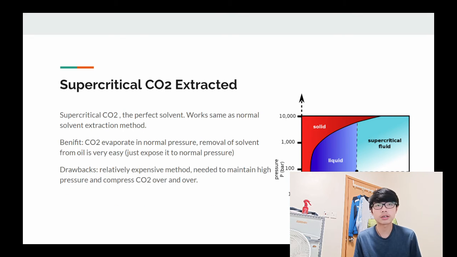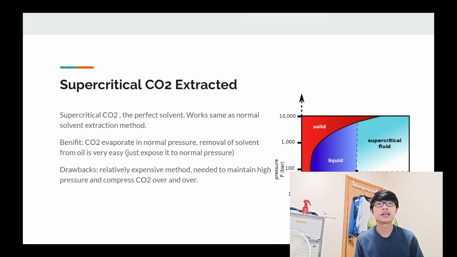Supercritical carbon dioxide extraction. Supercritical carbon dioxide is an organic solvent, which is the perfect solvent for extracting oil. This method works the same as the normal solvent extraction method. Since CO2 just evaporates at normal pressure, the removal of solvent does not need to heat up the oil, so the nutritional value of the oil is kept.